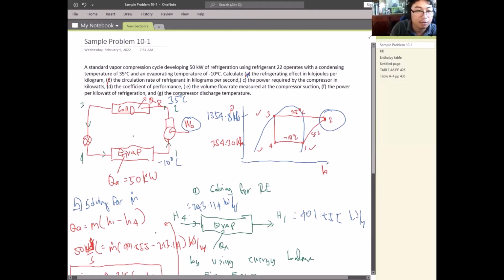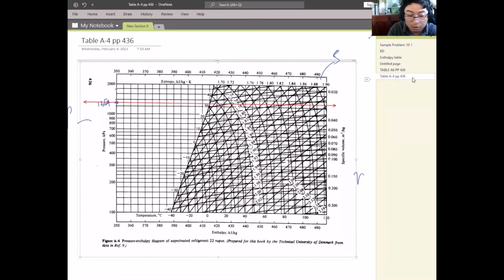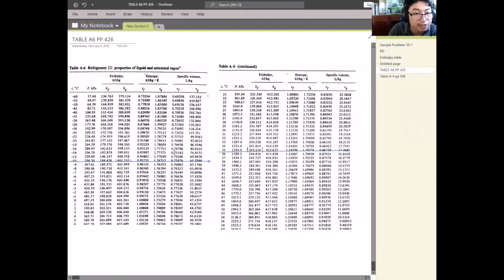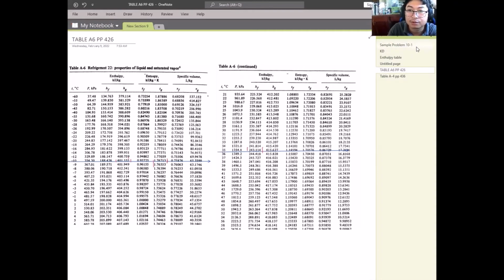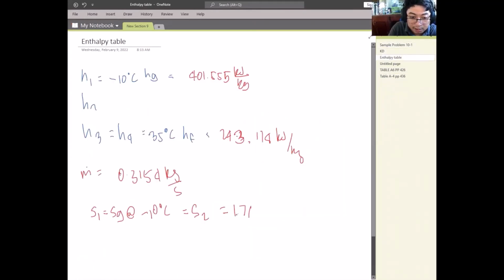From our enthalpy table, S1 is equal to Sg at negative 10 degrees Celsius, and that will be equal to S2. So what is the value of S1? Sg at negative 10 is 1.76713 kilojoules per kilogram Kelvin.